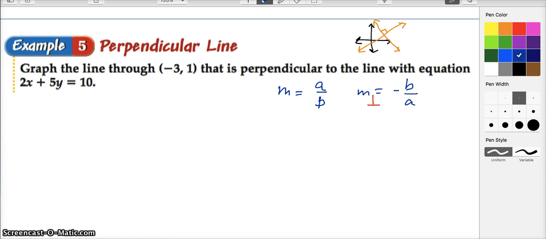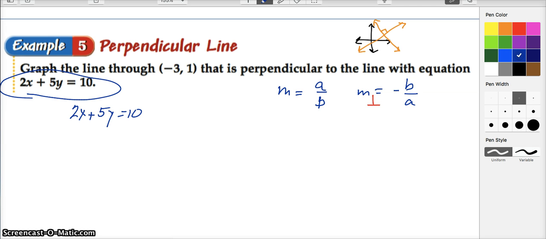Graph the line through (-3, 1) that is perpendicular to the line with the given equation. All right, so just like last time, what we needed from this line is its slope. And we're going to do something a little bit different. But first, let's find the slope. So finding the slope, I'm going to put this equation in y equals mx plus b form, because that's very simple for me to do in order to find the slope.